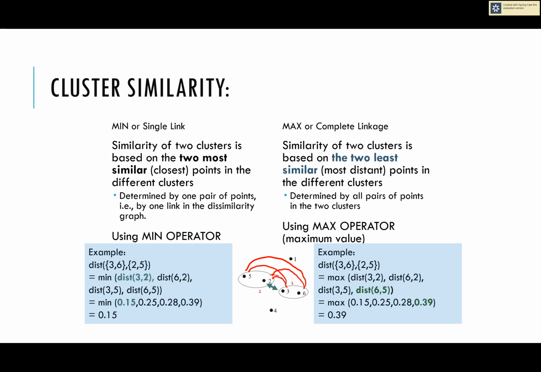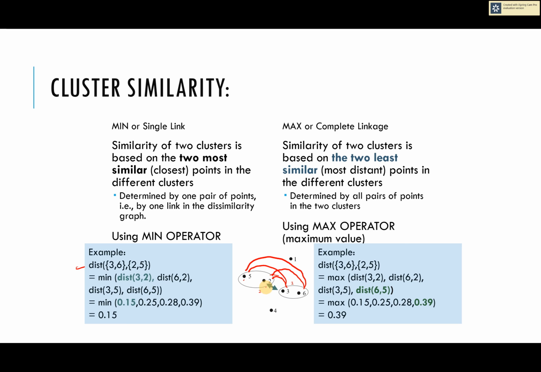Okay, so that is why we have the example here. We have distance of two clusters. Cluster 1 is 3, 6, and cluster 2 is 2, 5. And we are going to find the minimum distance from these pairs of the clusters. Okay, so distance of 3, 2 will be given, and distance of 6, 2 will be given, or you have to calculate it first. Okay, distance of 3, 5, and distance of 6, 5.